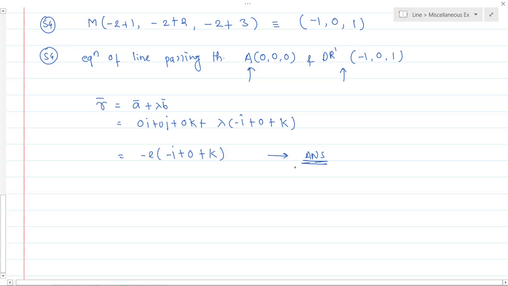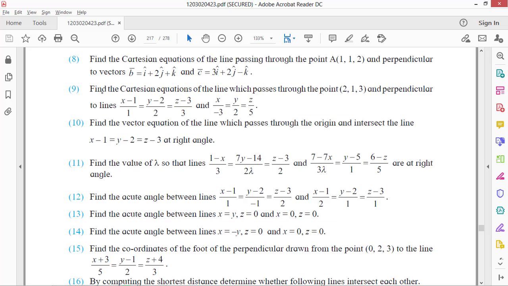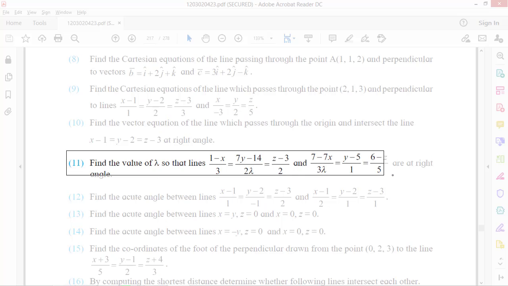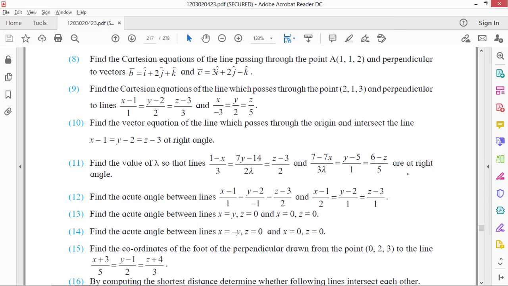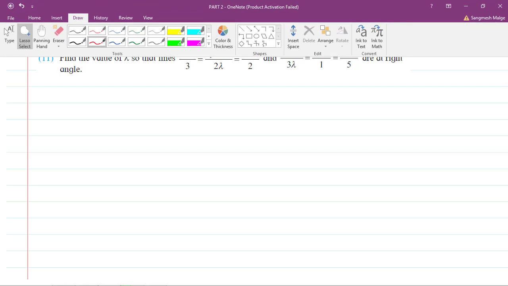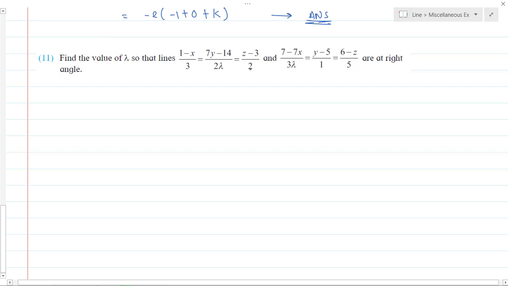Perfect. Okay, let's see the next question. Question number 11: find the value of lambda. Just now we found the value of lambda. Find the value of lambda so that the lines (1 minus x) by 3, (7y minus 14) by 2 lambda and (z minus 3) by 2, and this line are at right angle.